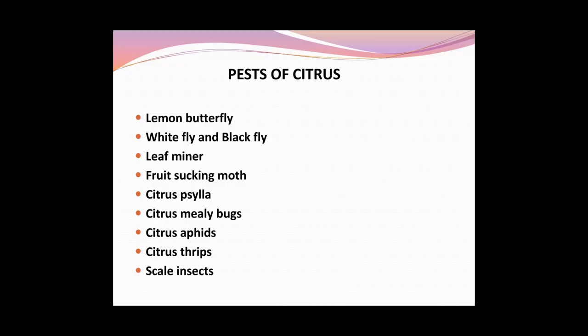First one is lemon butterfly, white fly and black fly, then leaf miner, fruit sucking moth, citrus psylla, citrus mealybugs, citrus aphids, citrus thrips and scale insect of citrus. So let us see one by one.